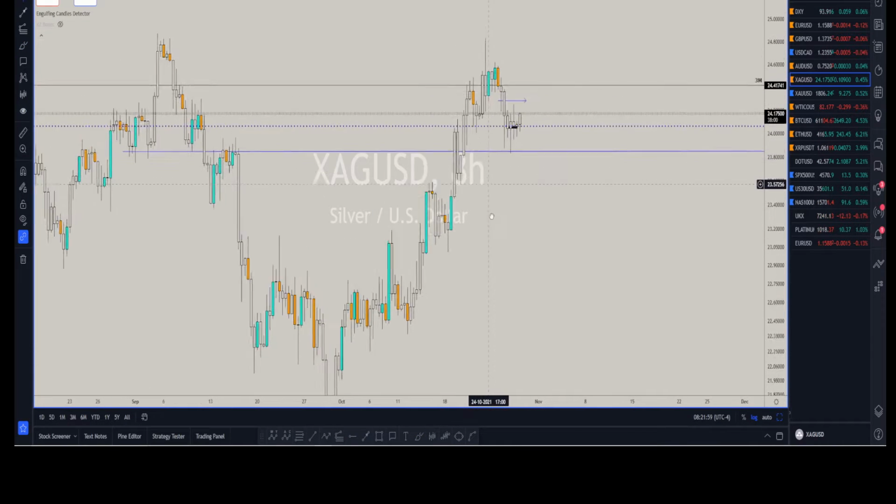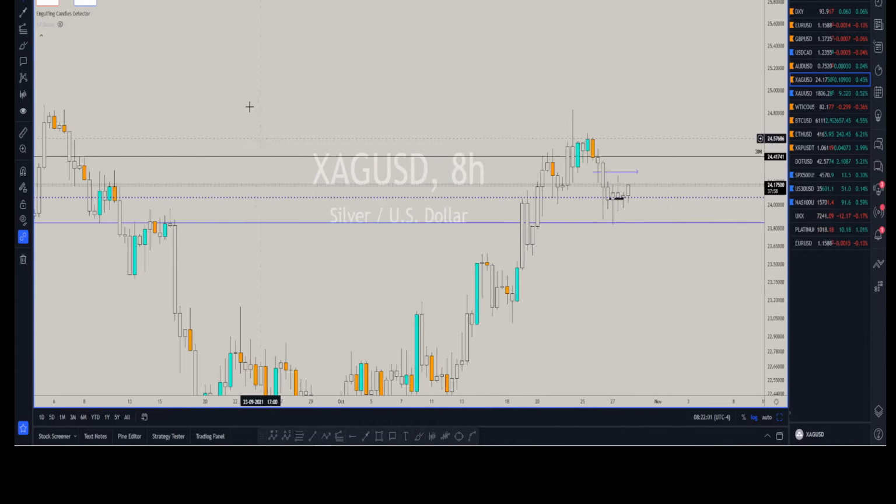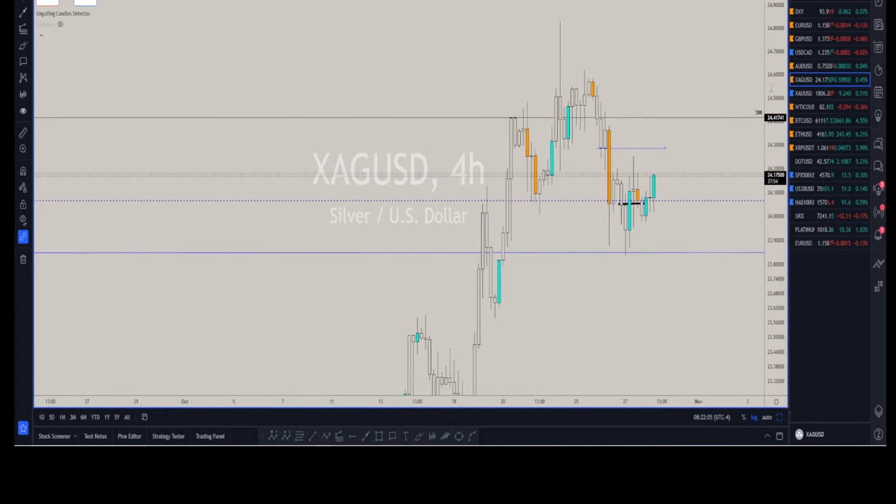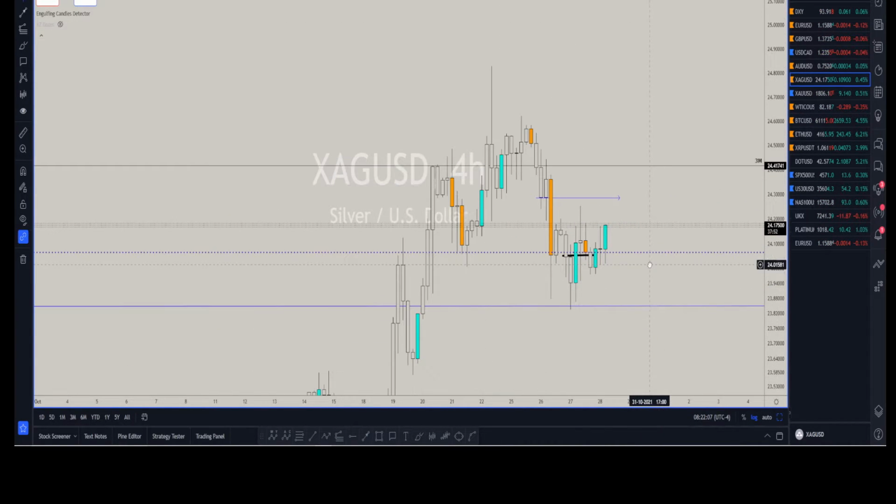Silver, there you go. And that's a setup. On the retest of this one, we'll be looking for more buys. First is this target, second the highs.